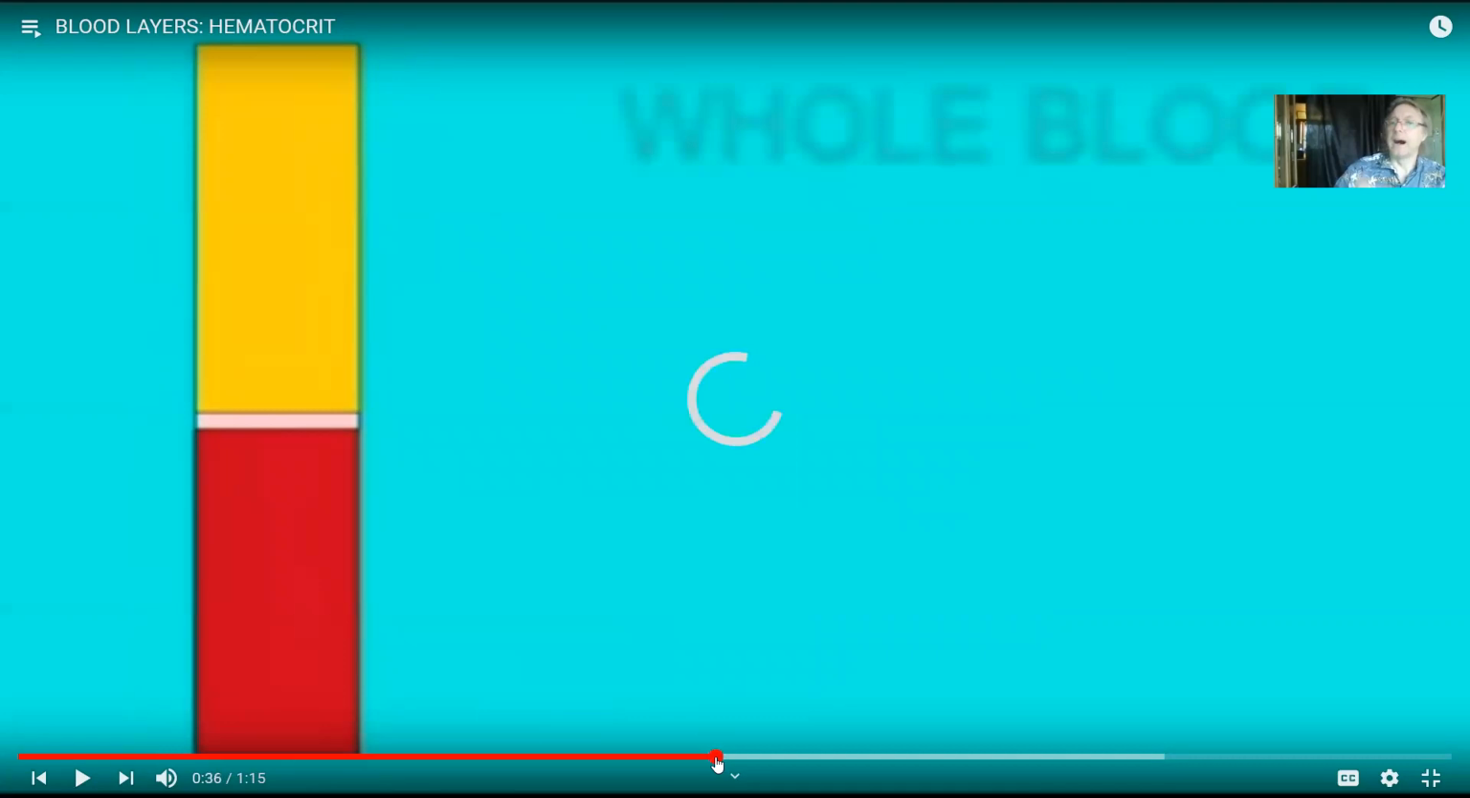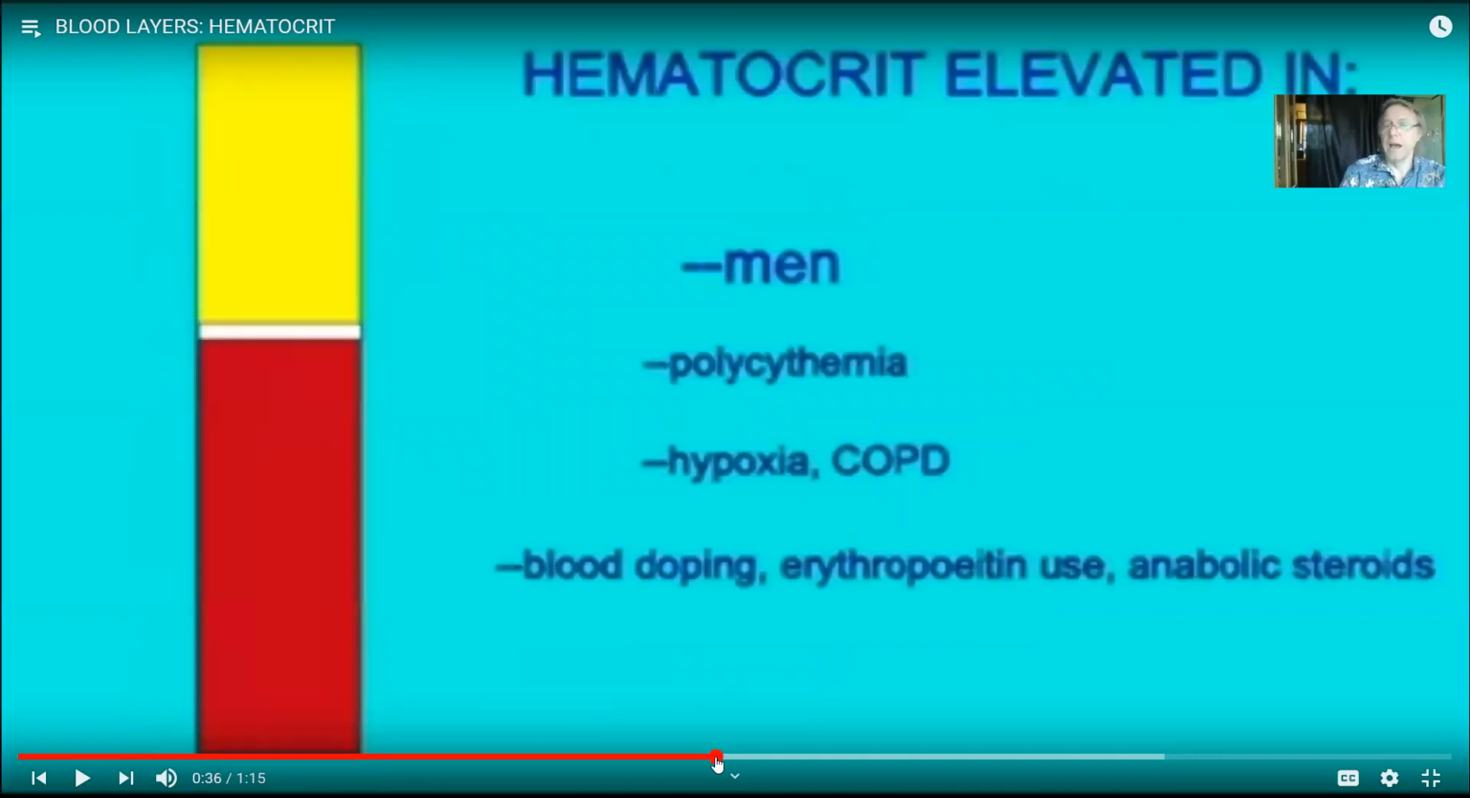Some individuals, as you might cover more in a lab, have a higher than normal hematocrit. In general, men have thicker blood than women. Androgens promote more erythropoietin production. But there are also other conditions like hypoxia, COPD, or the use of blood doping or erythropoietin and anabolic steroids, which would increase hematocrit.